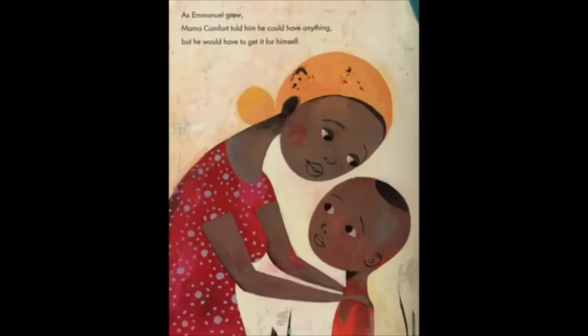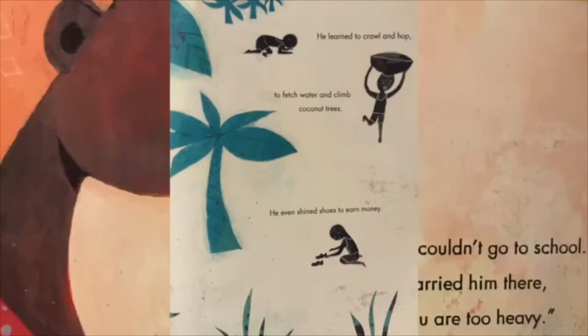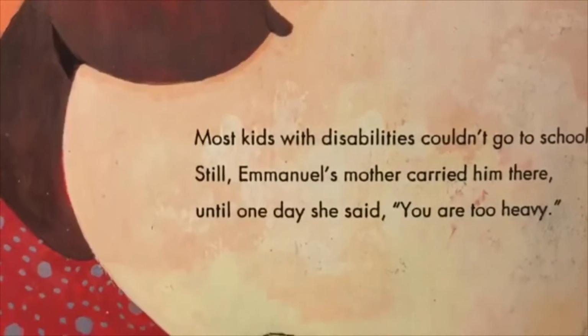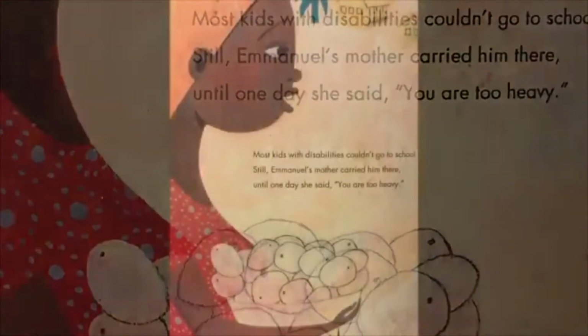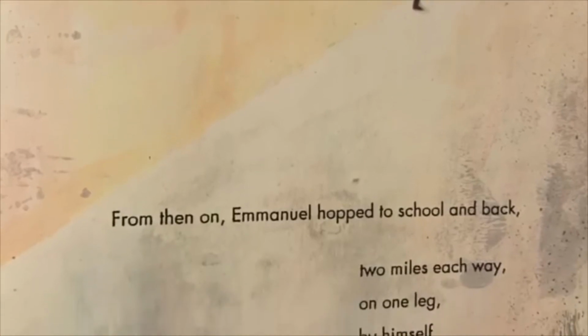As Emmanuel grew, Mama Comfort told him he could have anything, but he would have to get it for himself. He learned to crawl and hop, to fetch water and climb coconut trees. He even shined shoes to earn money. Most kids with disabilities couldn't go to school. Still, Emmanuel's mother carried him there until one day she said, "You are too heavy." From then on, Emmanuel hopped to school and back, 2 miles each way, on one leg, by himself.